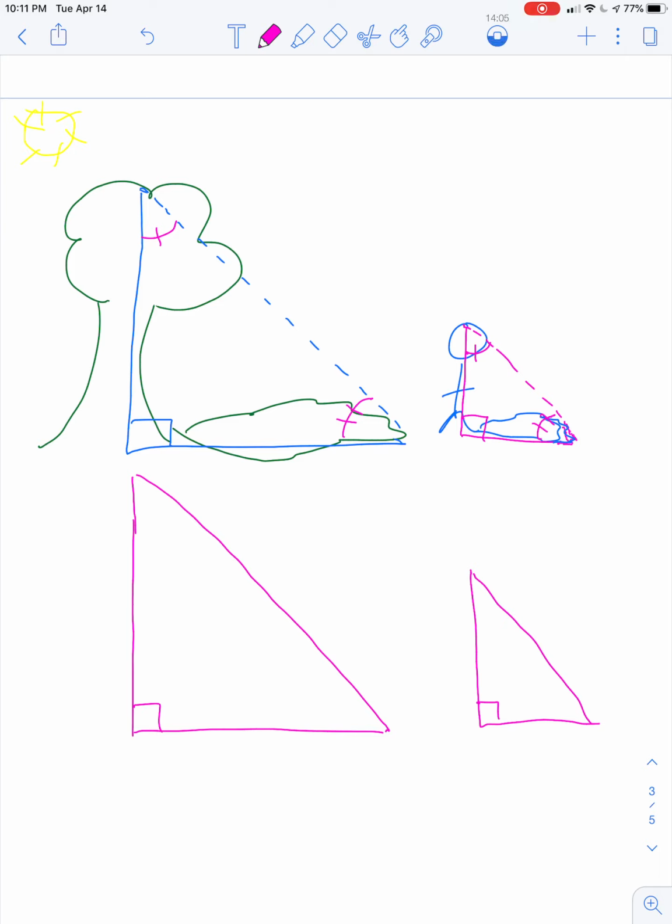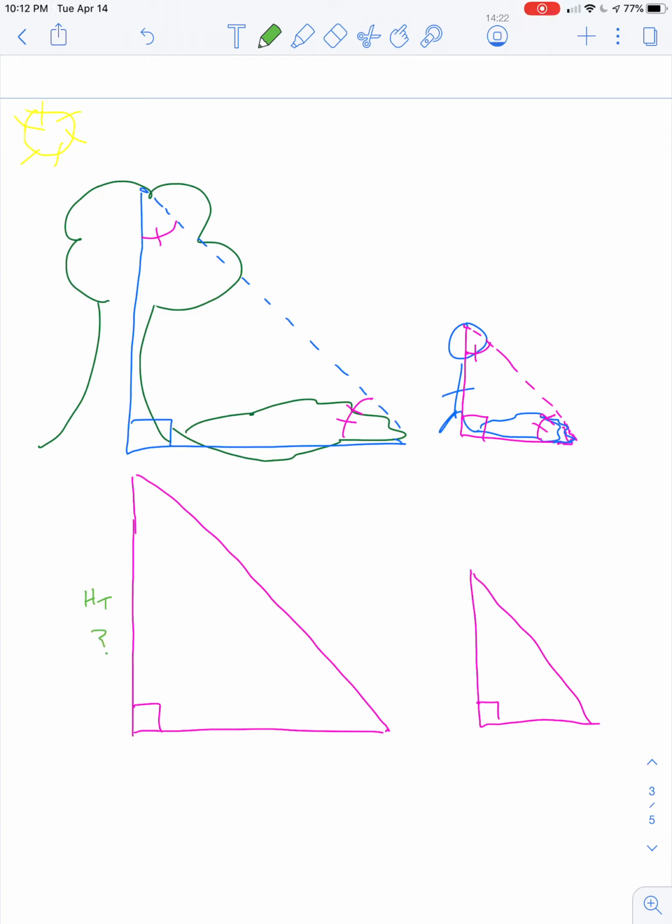Okay, so here's some information I'm going to plug into my diagram to label my objects. This side here represents the height of the tree, which, by the way, is what we're trying to solve for. That's what we want to know. What's the height of the tree?